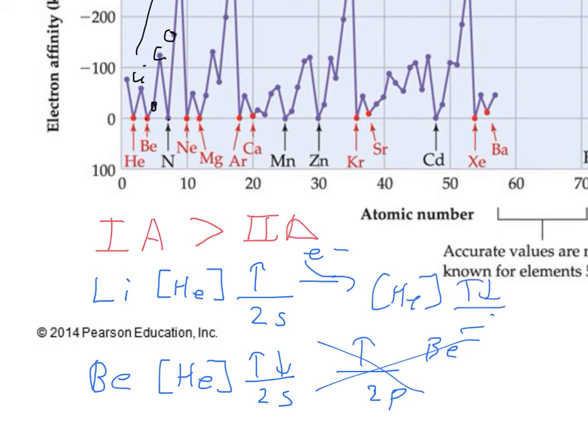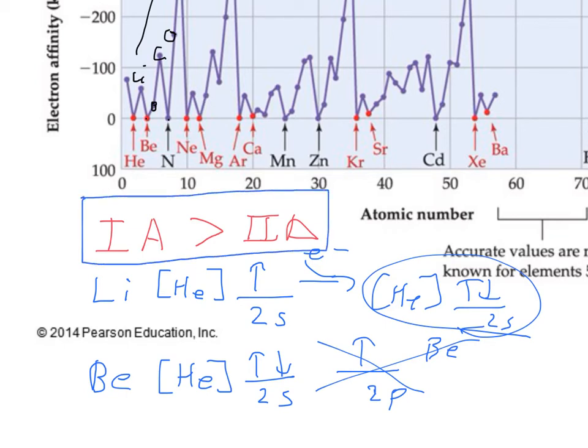Right? It completes its 2s. It wants that subset complete. It wants that subset complete either by losing the electron or gaining one. Because gaining an electron completes that 2s sublevel, the electron affinity for 1A elements is greater than the electron affinity for group 2A elements. So that's one place where we see that hiccup, from lithium to beryllium.